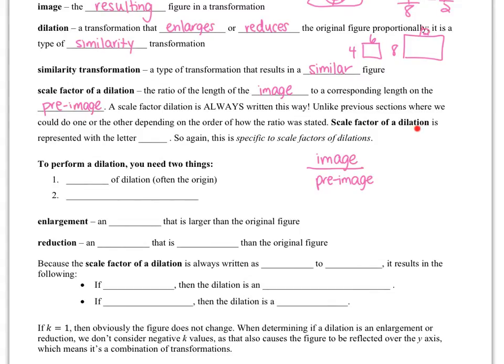So the scale factor of a dilation is represented with the letter K. And so this is specific to scale factors of dilations. So to perform a dilation, which we're not going to do so much of in this chapter, we will later, you need a point of dilation. It's often the origin. And so I'm going to talk more about that later. But not only do you need a point of dilation, but you also need the scale factor. And again, we'll deal with more of that in a later chapter.